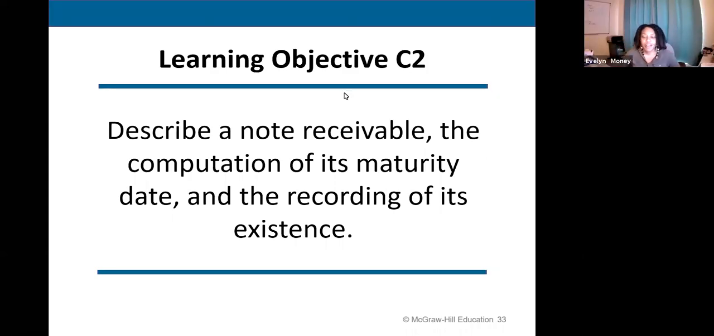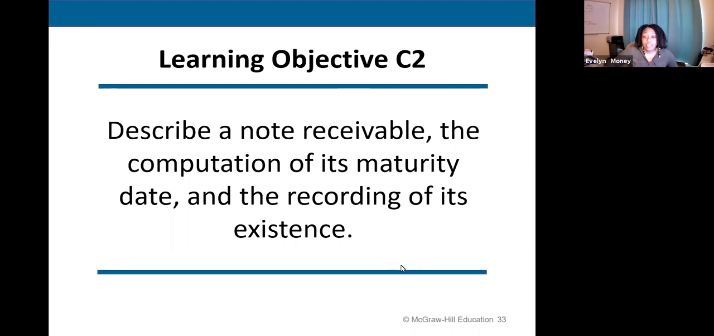Hello and welcome to the second half of the Chapter 9 lecture where we're talking about receivables. We spent all the time on the first lecture talking about accounts receivable, and in this one we're primarily focused on notes receivable with a couple of things thrown in at the end.